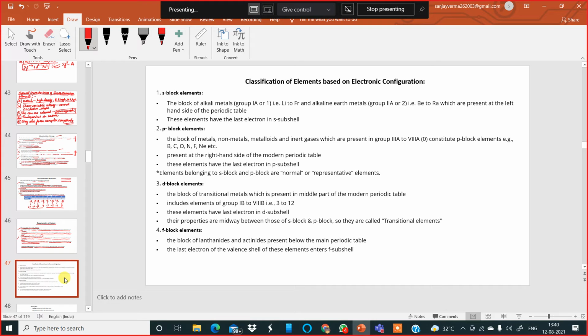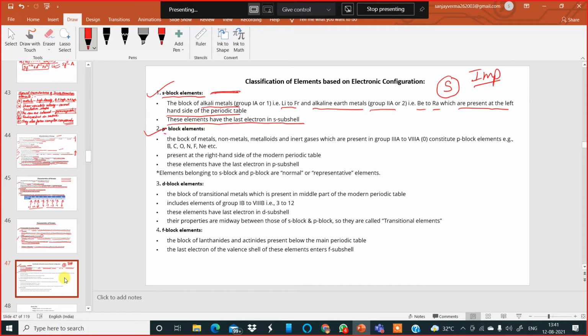Classification now. This is an important slide for all of us. Even for me, it is very, very important. This is something which I have talked briefly here and there, but let's go in detail. The S block elements, I have told you already. The block of alkali metals, lithium to francium, and alkaline earth metals, that is group 2A from beryllium to radium, which are present at the left hand side of the periodic table. These elements have the last electron in S subshell. That is why they are referred to as S block elements.